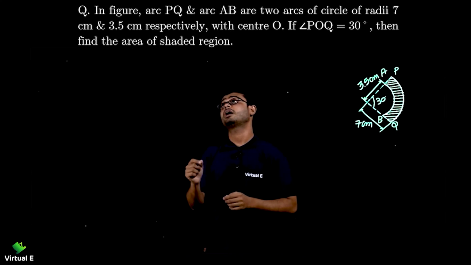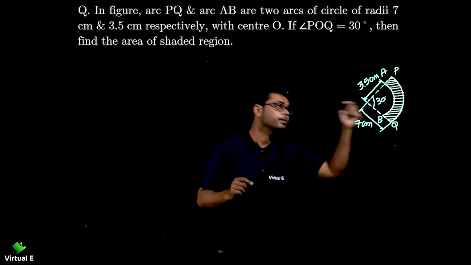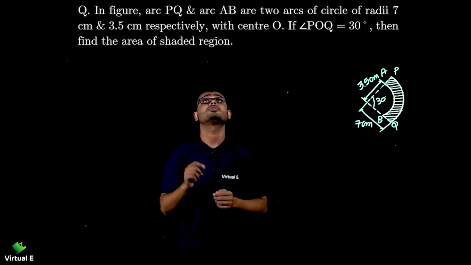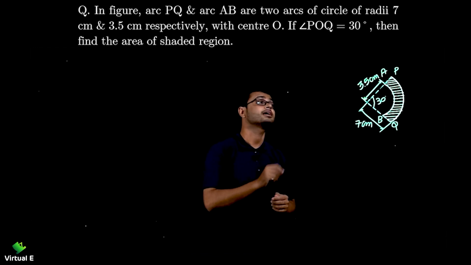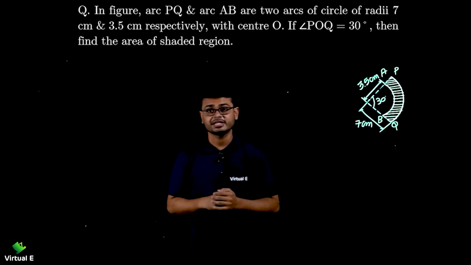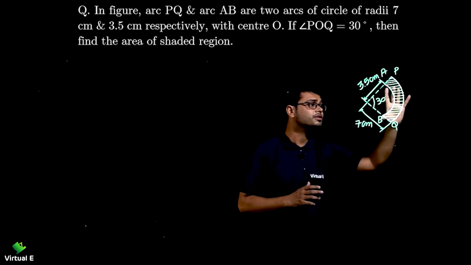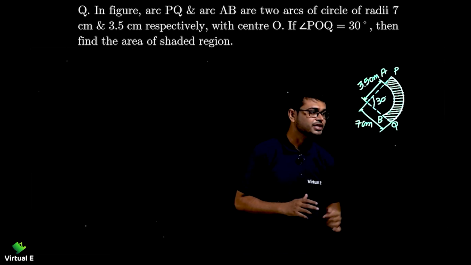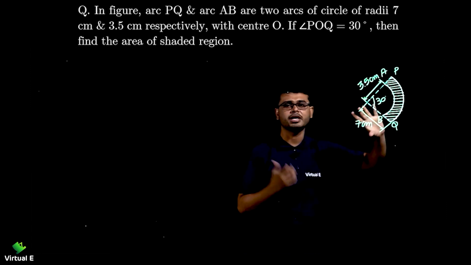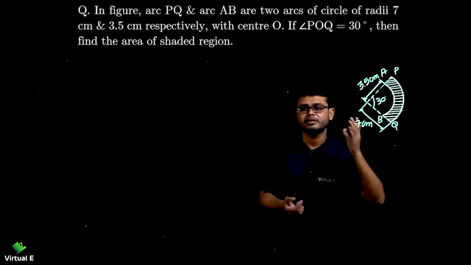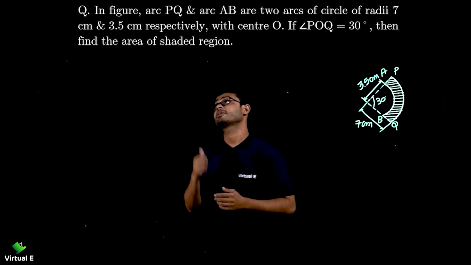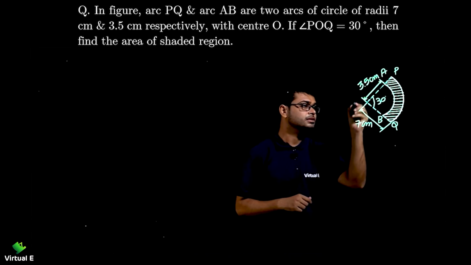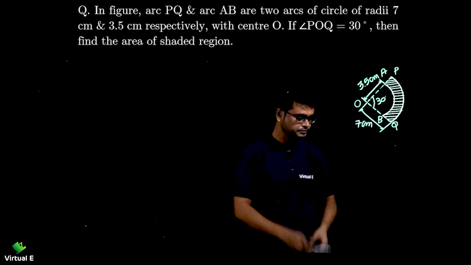In the figure, arc PQ and arc AB are two arcs of circles of radii 7 cm and 3.5 cm. So these are two arcs of the two circles with radii 3.5 cm and 7 cm. Remember, 7 cm will be outward and 3.5 cm will be inward, respectively, with the center O. So center O should be here. Let's label center O. Done.